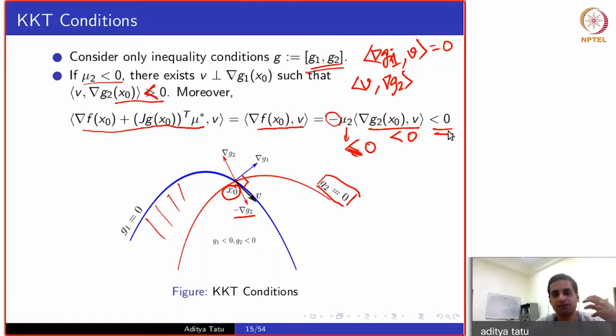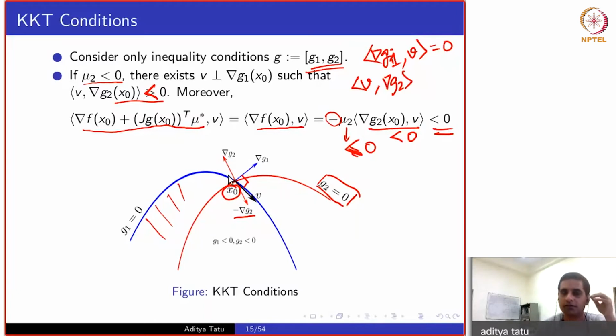So the conclusion is that there will exist a feasible direction along which the function value will reduce if my mu2 is negative. So that is why mu2 can never be negative for inequality constraints. This is because we had assumed that x0 is a feasible point in the beginning. Of course it is, because the value of g1 at x0 is 0, and the value of g2 at x0 is 0. So it's perfectly feasible.